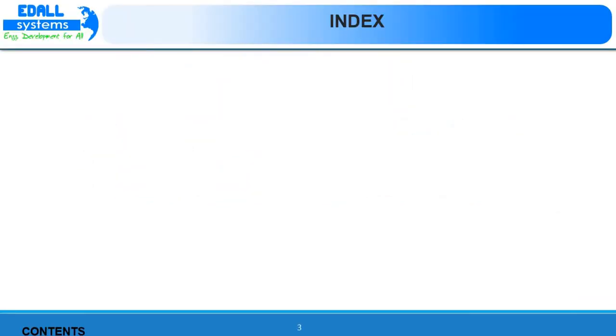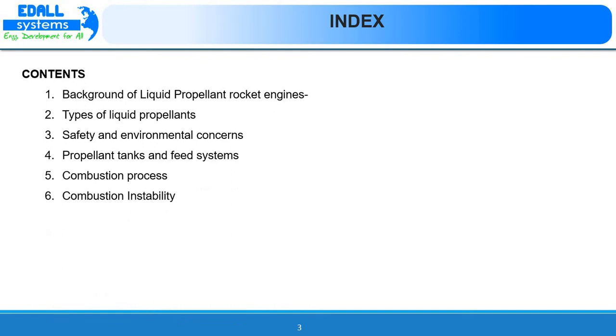So the contents of today's class: first is the background of liquid propellant rocket engines. That is, we will discuss some of the fundamentals and basics. Then we will discuss the types of liquid propellants which are available and their various classifications. Then we will cover some of the safety and environmental concerns of liquid propellant rocket engines, heading to propellant tanks and feed systems. So what kind of tanks and what kind of feed systems are used in liquid propellant rocket engines. Then we will discuss the combustion process.